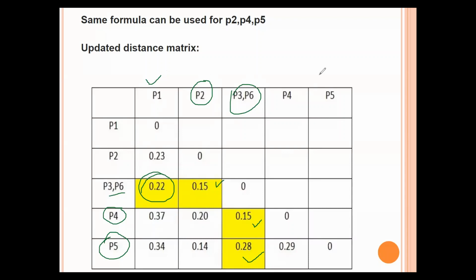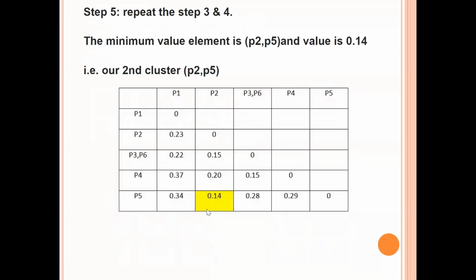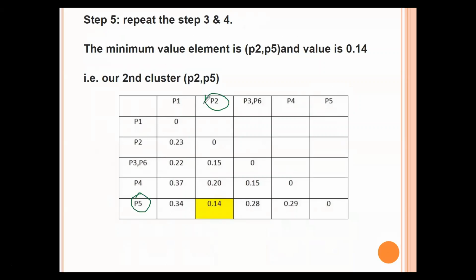Okay, let's move ahead and find the next cluster. In this updated distance matrix, can you see which one has the minimum distance now? It's 0.14, which lies between P5 and P2. So my next cluster would be P2, P5. After getting this cluster, we have to update our proximity matrix again.